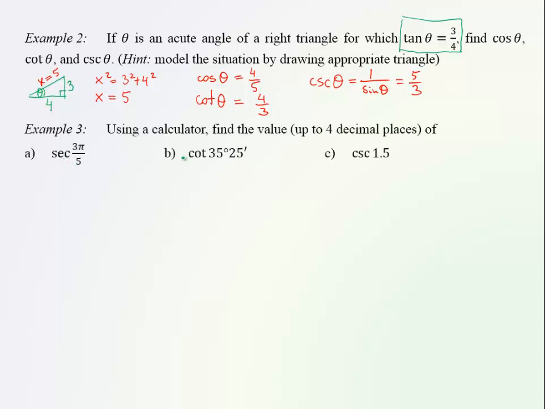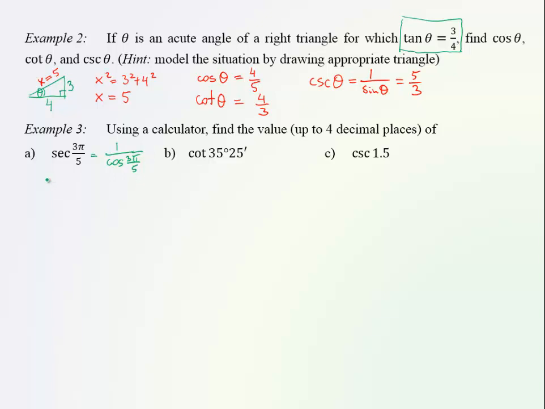Next, we want to evaluate those trigonometric functions up to 4 decimal places. So how do we get secant of 3/5? First of all, notice that this is in radians, so make sure that your calculator is in radian mode. Secondly, you don't have a secant button, so you need to rewrite this in terms of 1/cosine of 3/5. And that's how you enter it in your calculator. Or you can calculate cosine 3/5 and then take the reciprocal of the resulting number.